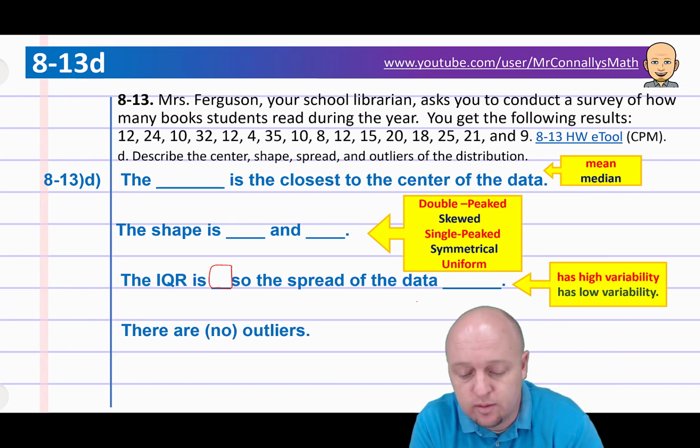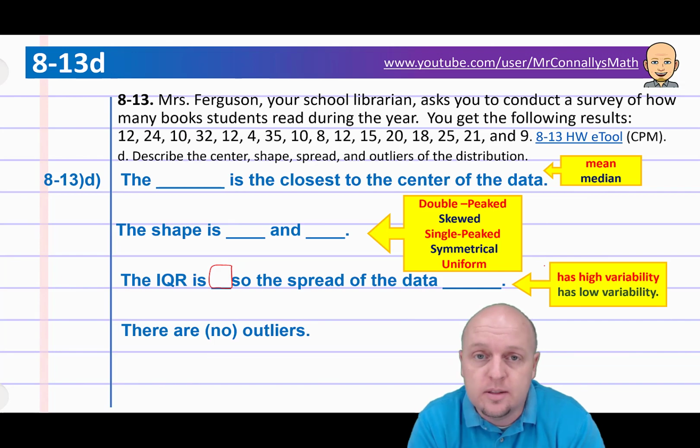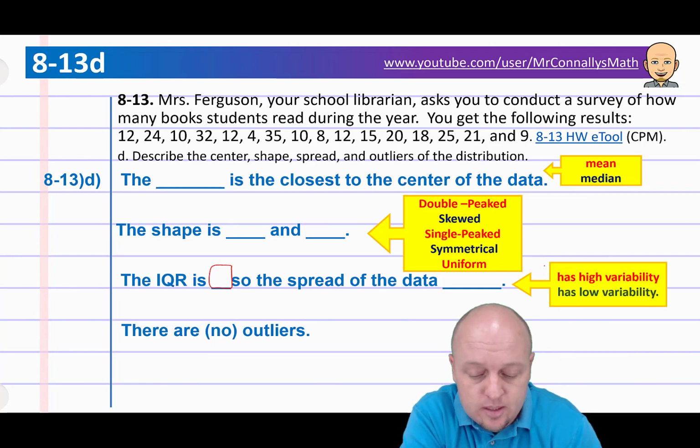If it's a high number, then it has high variability, because the higher it is, it means the more spread out it is. Okay, it also means if it's a lower number for the IQR, that means it has lower variability. Okay, and let's see.